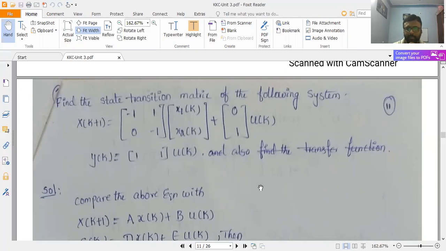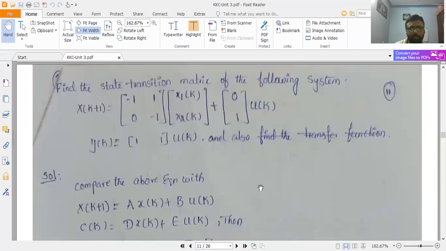Find the state transition matrix of the following system, that is x of k plus 1 is equal to [-1 1; 0 -1] times [x1 of k, x2 of k] plus [0; 1] times u of k, and y of k is equal to [1 1] times u of k. We need to find out the state transition matrix of the following system.